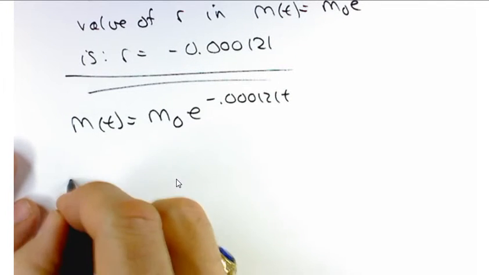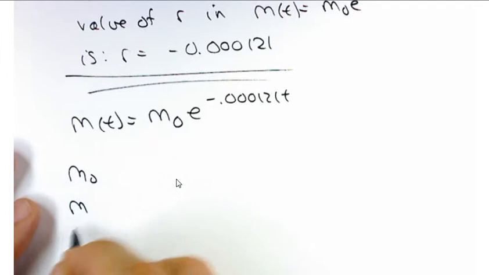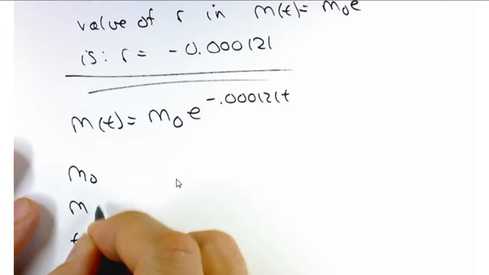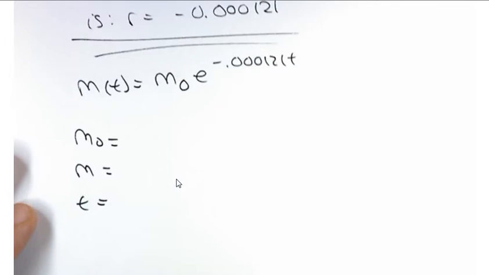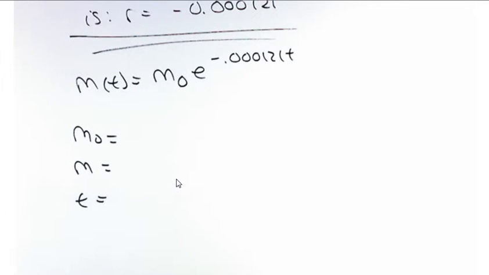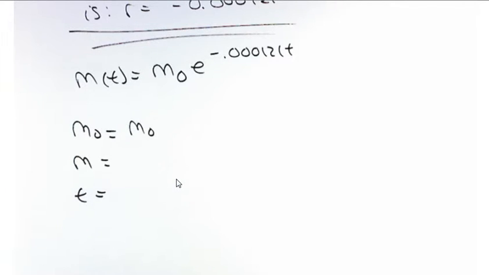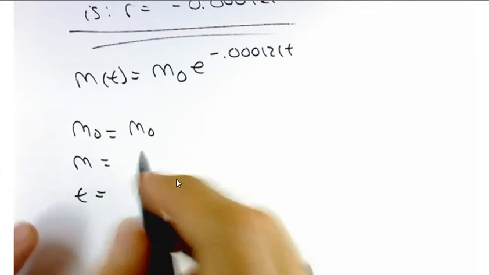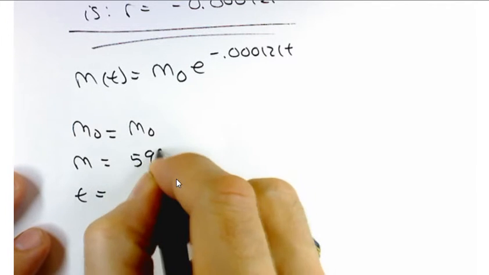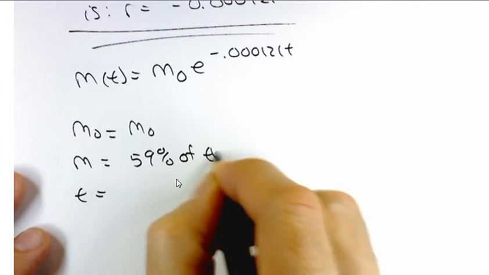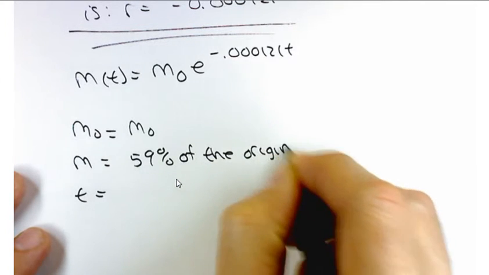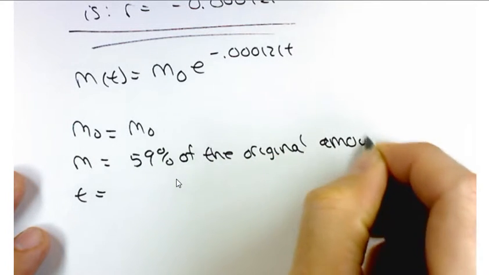There's a little bit of a trick here that I've kind of hinted at a couple times. We don't know what m sub 0 is. We could have started out with any initial amount. We don't exactly need to know that because we ended up with 59% of the original amount. And t is our unknown.